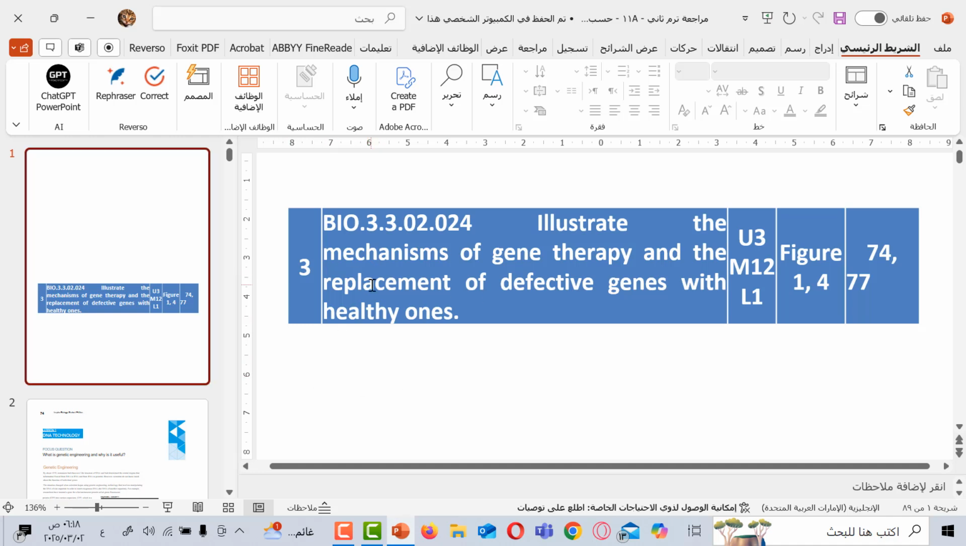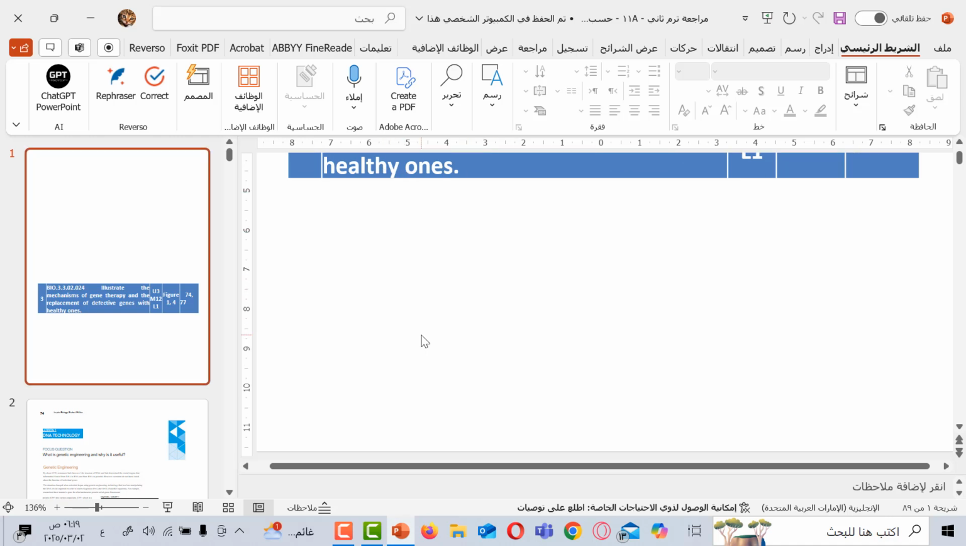Question 3, or page number 3 in MOE. It's about figure 1 and 4 in the same question. It has the two pages 74 and 77, so we are going first to 74 and see what is the curriculum in this.